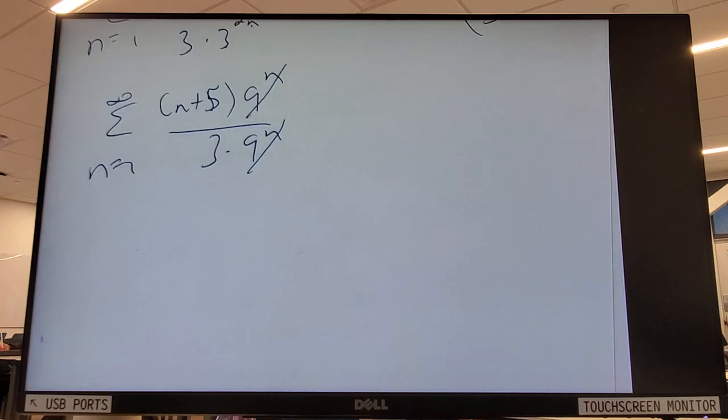Similar thing's going to happen if you put the negative 1 in. It's going to be alternating, but then n plus 5 is going to go to infinity, so it diverges also. Is that okay? All right.